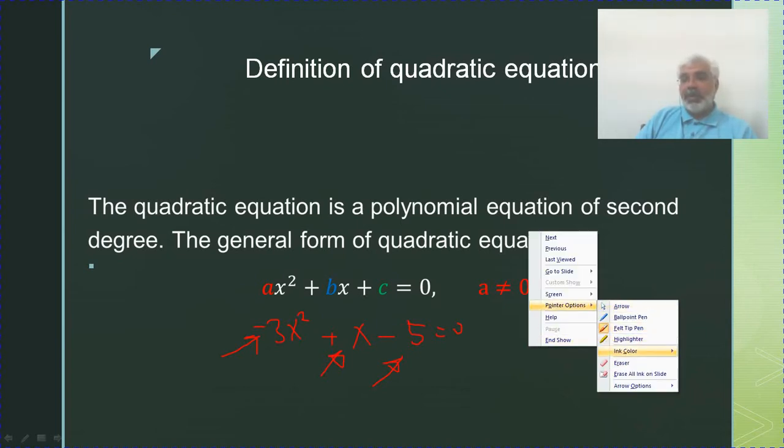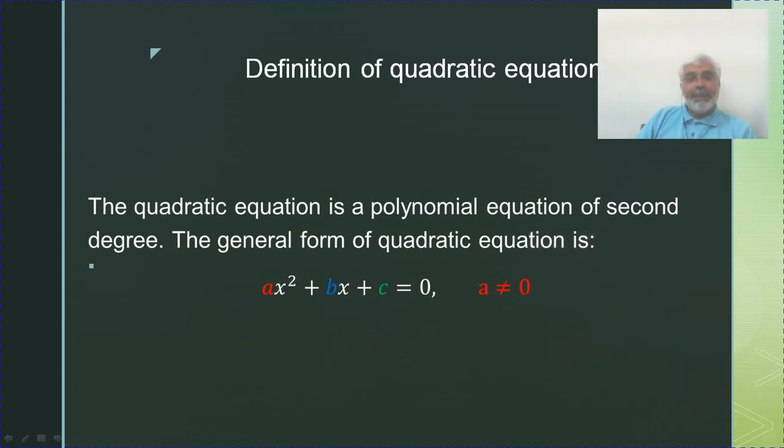Another example, what if I have 2x squared minus 10 equals 0? A equals 2. Where is B? Where is x? Well, x does not show up. This means that the coefficient of x equals 0. So A equals 2, B equals 0, and C equals minus 10. Just remember this, when you don't have x or you don't have a number, this means that either B equals 0 or C equals 0.